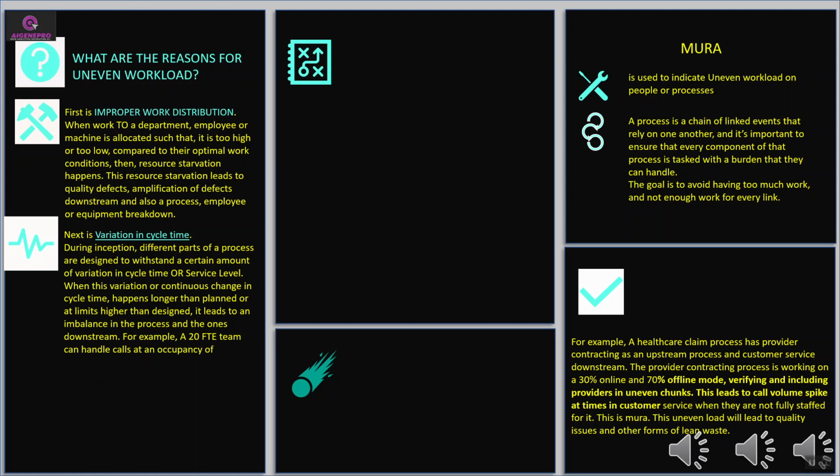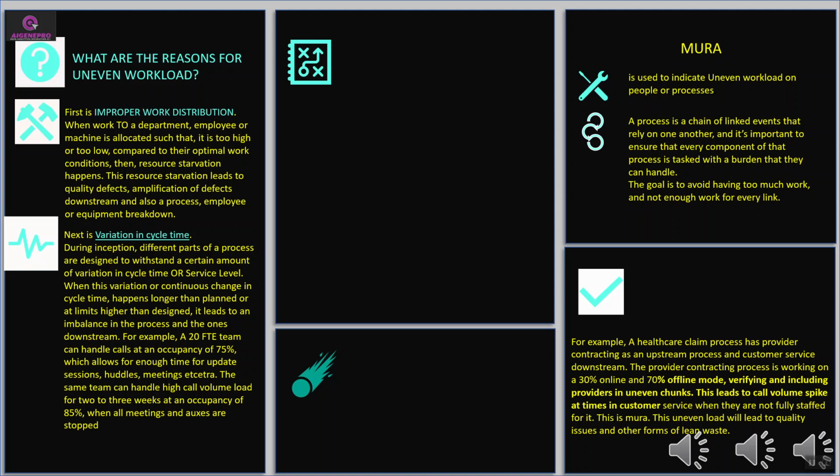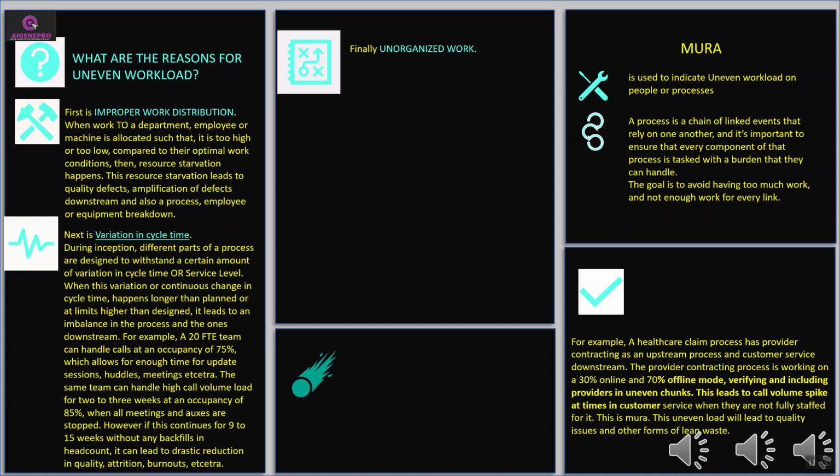For example, a 20 FTE team can handle calls at an occupancy of 75%, which allows enough time for update sessions, huddles, meetings etc. The same team can handle high call volumes for 2 to 3 weeks at an occupancy of 85%, wherein all meetings and auxes are stopped. However, if this continues for 9 to 15 weeks, without any backfills in headcount, it can lead to drastic reduction in quality, attrition, burnouts, etc.